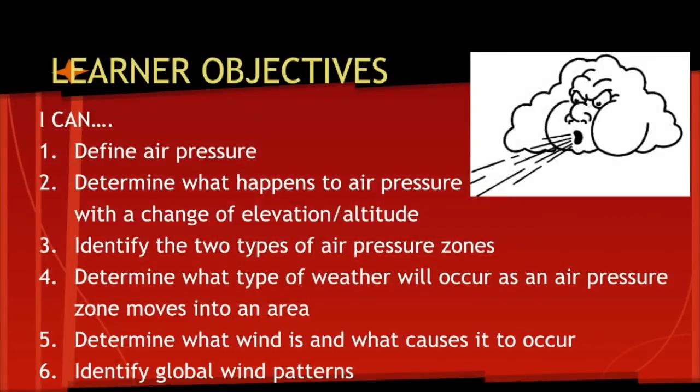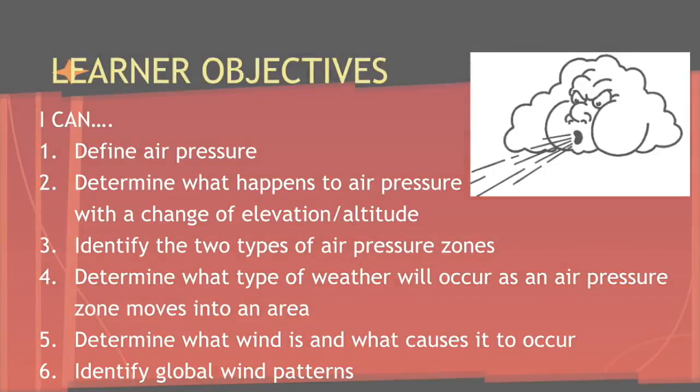Our learner objectives for today are for you to be able to say that you can define air pressure, determine what happens to air pressure with a change of elevation or altitude, identify the two types of air pressure zones, determine what type of weather will occur as an air pressure zone moves into an area, determine what wind is and what causes it to occur, and identify global wind patterns.